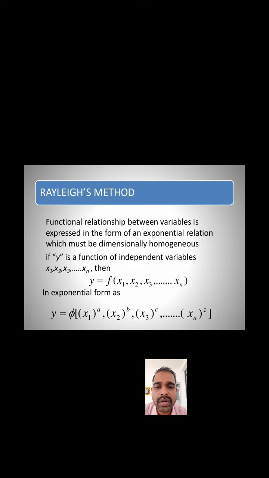So in exponential form it can be represented as y equals K times x1 to the power a, x2 to the power b, x3 to the power c, up to xn to the power z. These a, b, c and z are arbitrary constants, right? With the help of the method of dimensions we need to find the values of these constants a, b, c up to z.